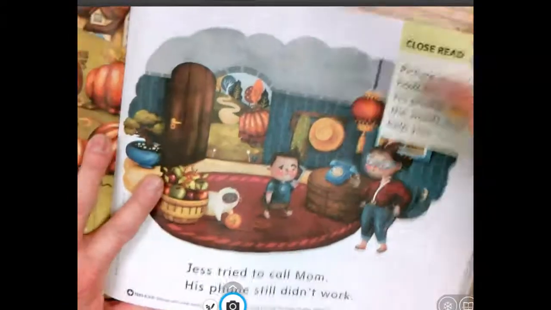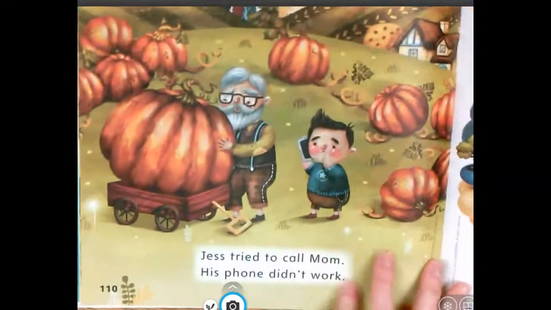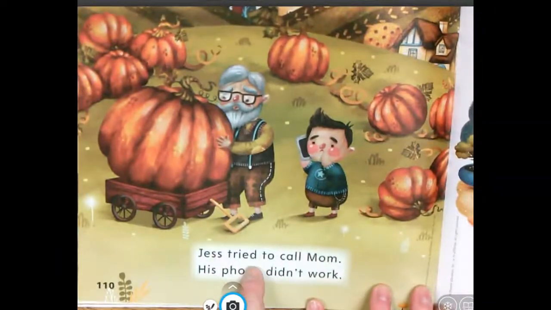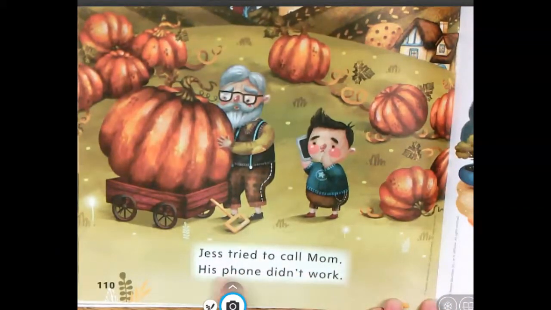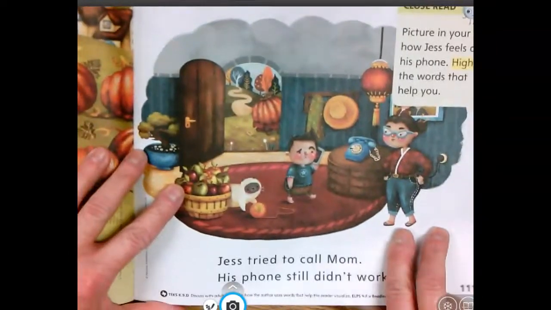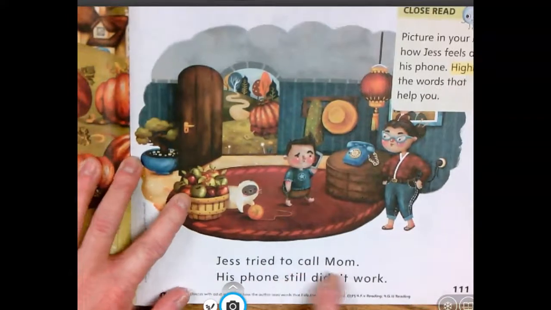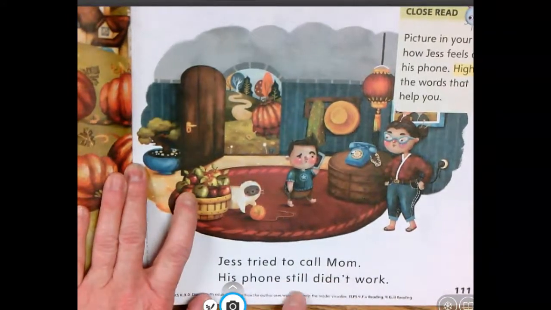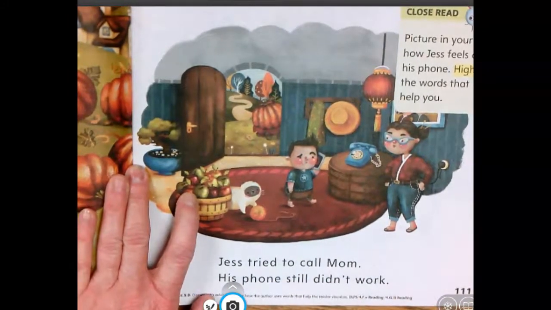All right, let's turn the page and see what happens next. He wants to call his mom. Jess tried to call Mom. His phone didn't work. Oh no. Let's go to the next page. Jess tried to call Mom. His phone still didn't work.